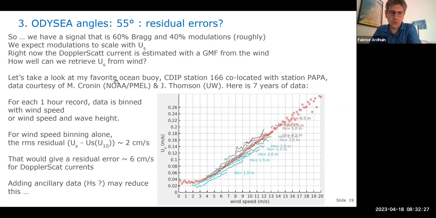So what I started doing some time ago is just take a look at buoy data. Here's an example looking at my favorite ocean buoy, which is CDIP station 166, which is collocated with station Papa in the North Pacific. And I thank Megan Cronin for all the wind measurements and current measurements from the buoy, and Jim Thompson for the wave spectra. So this was actually 7 years of data. I could have used even longer, but okay, that's a start. And so what I did is average data over 1 hour records.